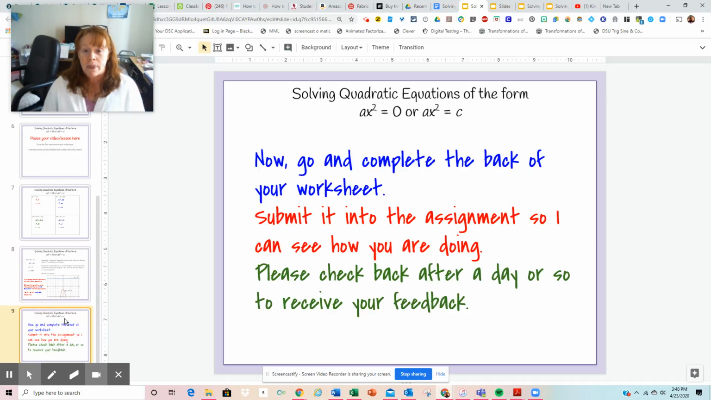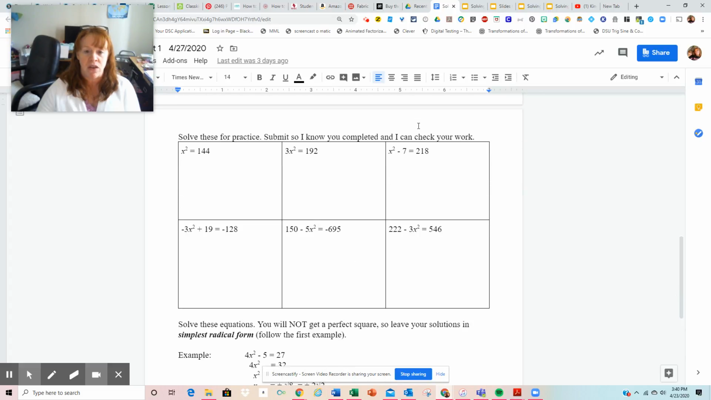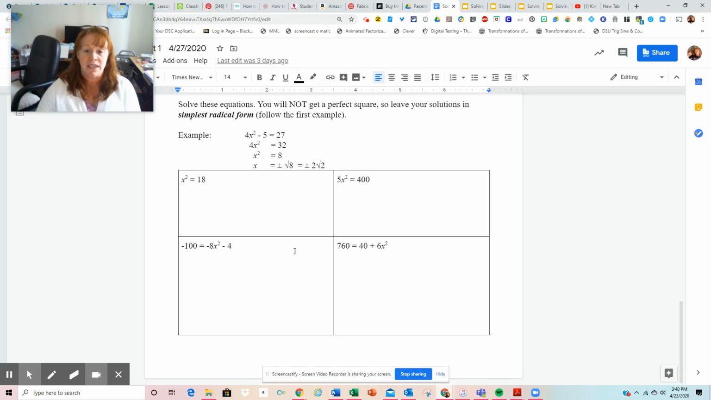So I want you to go complete the back of your worksheet and submit it into the assignment, so I can see how you're doing. Give me some time, please, to go back over it and give you some feedback. This is the part that you're working on now. There's 6 up here. These are nice, pretty answers. These ones down here are not so nice and pretty, so follow the example.